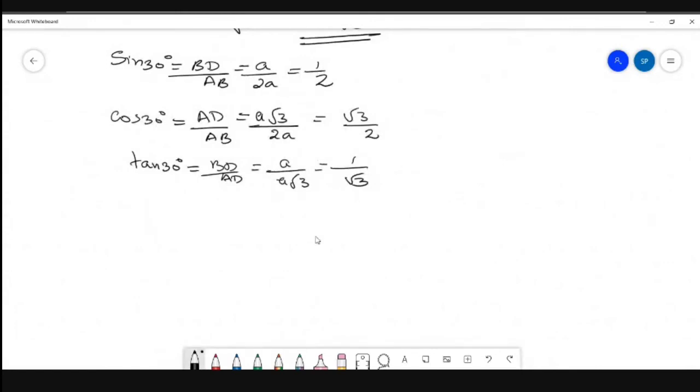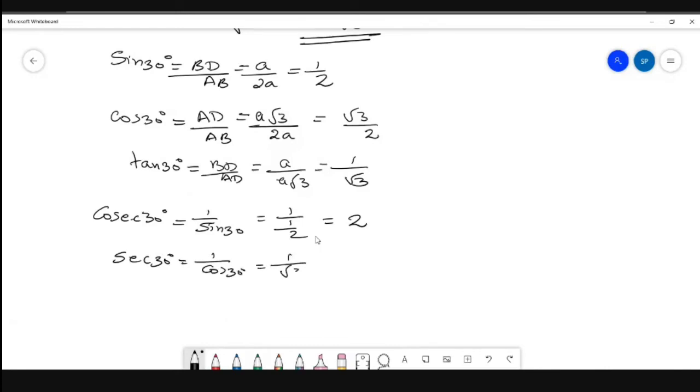Now we can say what is cosec 30. Cosec 30 equal to reciprocal of sine 30, that is 1 by sine 30, 1 by 1 by 2, that is equal to 2, and sec 30 equal to 1 by cos 30, that is 1 by root 3 by 2, that is 2 by root 3, and now cot 30 is reciprocal of tan, that is 1 by tan 30, 1 by 1 by root 3, that is equal to root 3.